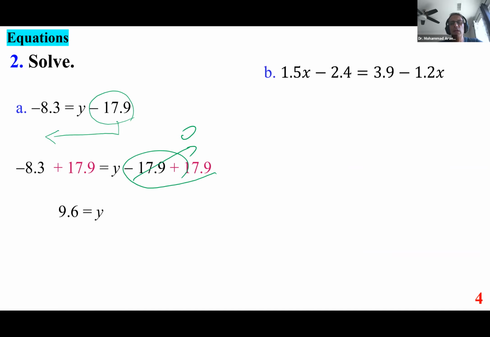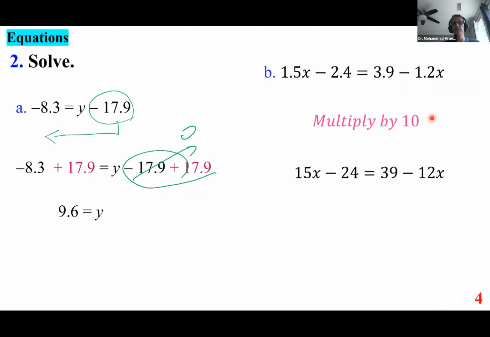You can deal with it just the way it is, or you can multiply both sides by appropriate powers of 10. In this case it is simply 10. If you do that, this changes to 15x minus 24 equals 39 minus 12x. Now we can move the negative 12x, becomes positive 12x, with 15x is 27x. We move the negative 24, becomes positive 24, and 39 is 63.